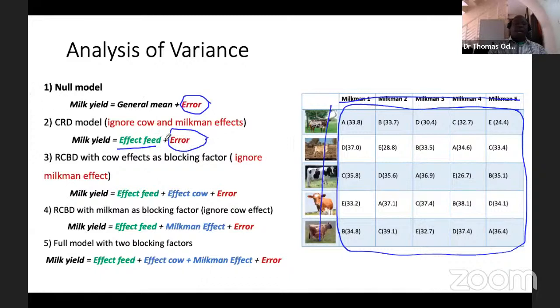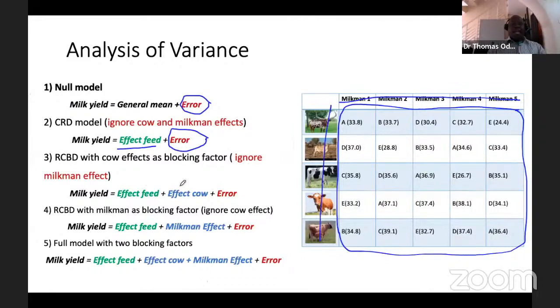Now from model 1 and 2, which one will have a bigger error? Can I see in the chart, model 1 and 2, which one will have a bigger error? Okay, model 1 will have a bigger error because everything else is lumped together. Good.